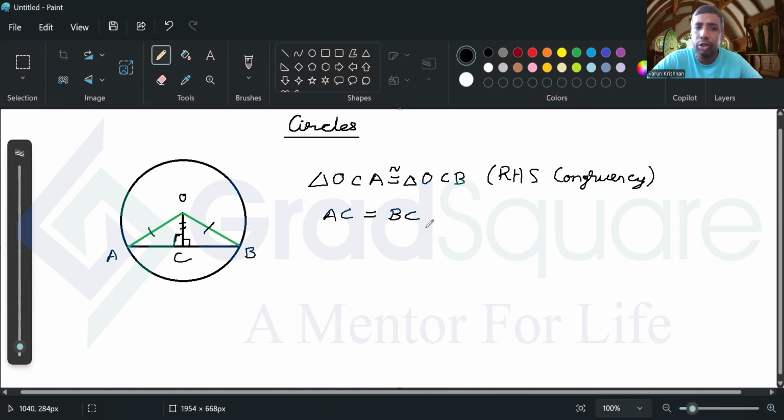And the converse of this theorem is also going to be true, which is that if I join the center of a circle to the midpoint of a chord, then that line segment will be perpendicular to the chord. So perpendicular from the center will bisect the chord. The line segment from the center joining the midpoint of a chord will be perpendicular to the chord. Very basic theorem, but extremely important theorem when it comes to questions based on circles.